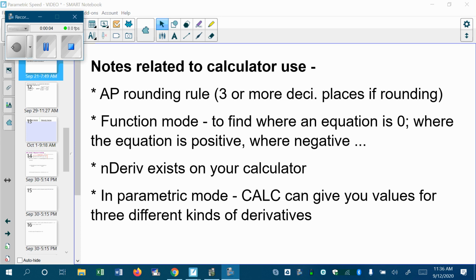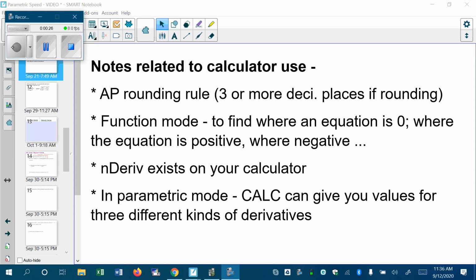Hi, so this video is about parametric speed, but it also is an overall review and a couple of important comments. So I had in my notes from last school year that my students last year had some issues with calculator use at this juncture, and so I decided to include in this video a few comments about calculator use.